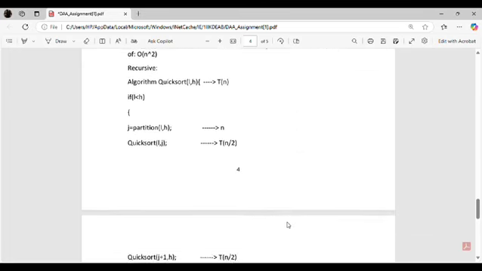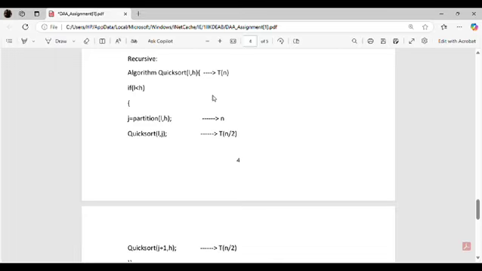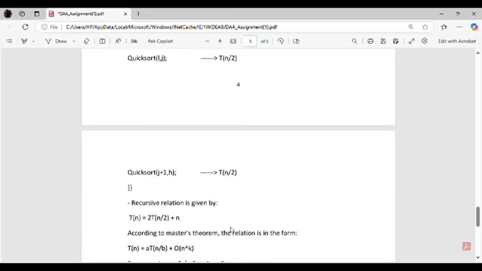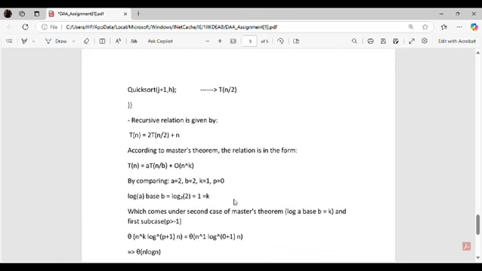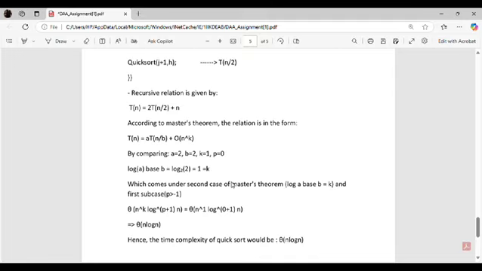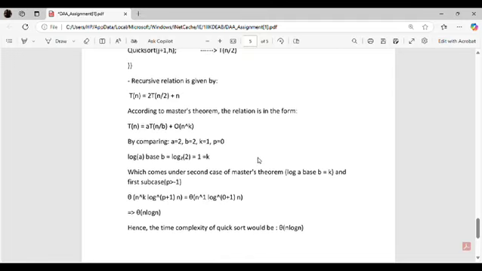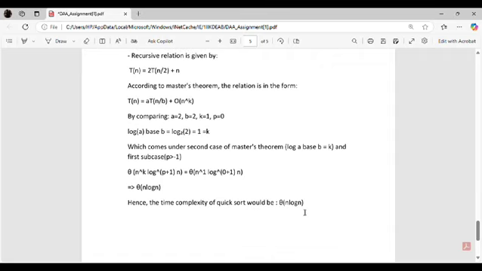According to the Master's theorem, the recursive algorithm can be given as T(n) = 2T(n/2) + n. By comparing it with the Master's relation, we get a equal to 2, b equal to 2, k equal to 1 and p equal to 0. While comparing log a base b to k, we can conclude that it comes under the second case of Master's theorem. So the complexity of quicksort would be theta of n log n.